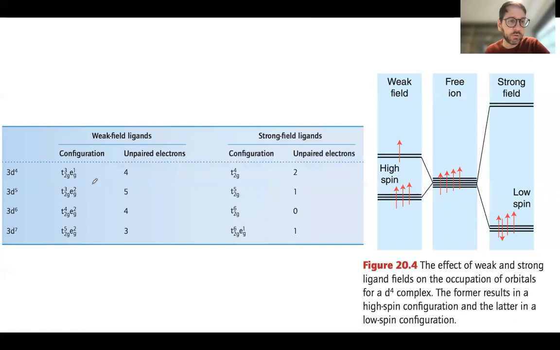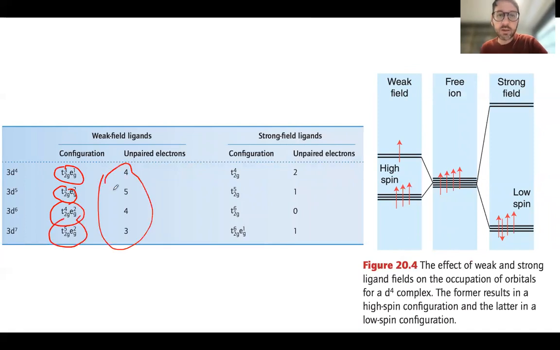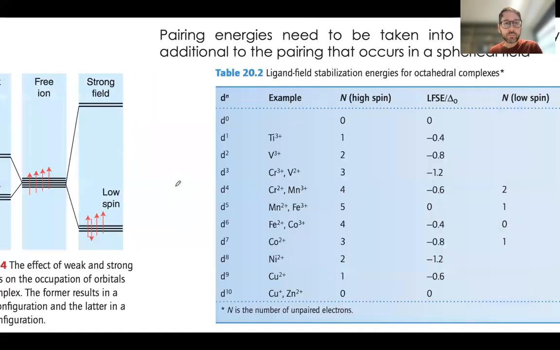And then here we have, for these species, 3d4, 3d5, 3d6, and 3d7, the configurations for the weak field case with the number of unpaired electrons in each case, and the configurations for the strong field case, also with the number of unpaired electrons. So strong field, low spin, fewer unpaired electrons. Weak field, high spin, higher number of unpaired electrons.